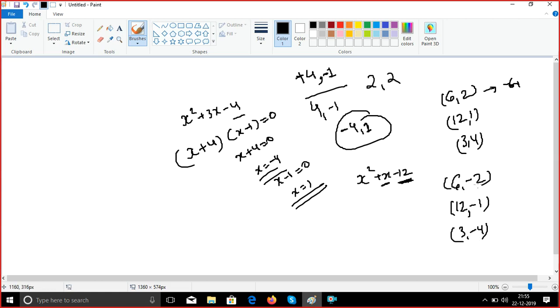In this manner, you can filter out. First, you find the factors. Then you see whether the product is negative or positive. If it's negative, one of the numbers should be negative. Now look at the sum. If the sum is positive, the larger number should be positive and the smaller number negative. Now see, 6 minus 2 will give you 4, 12 minus 1 will give you 11, and 4 minus 3 will give you 1. Now you tell me, which pair matches this one?